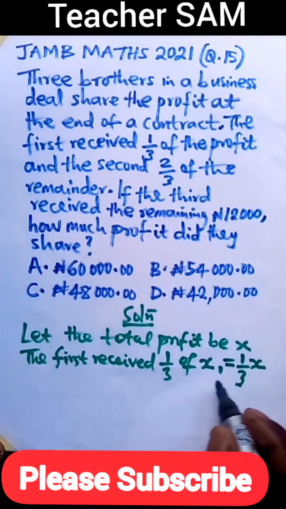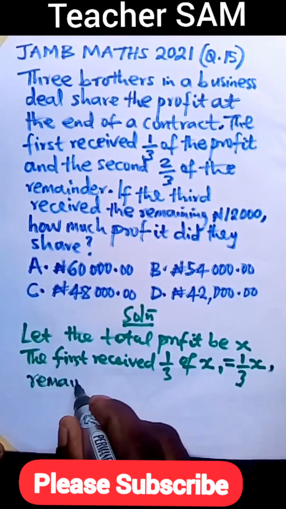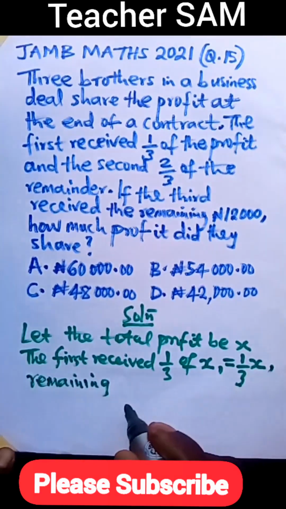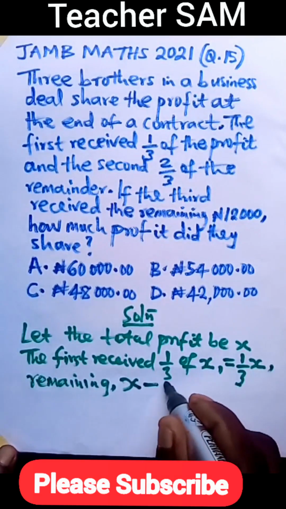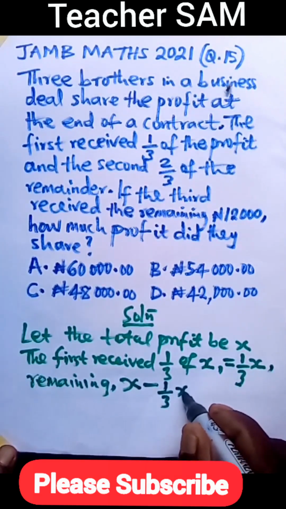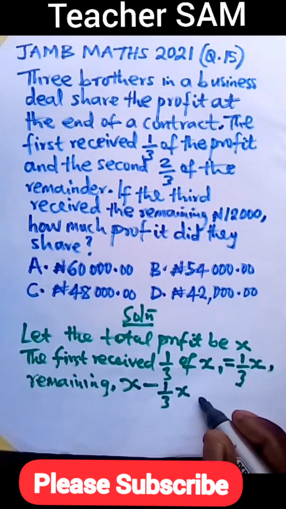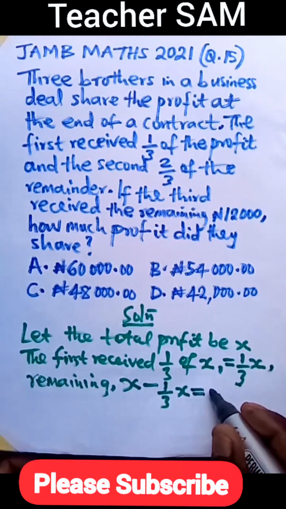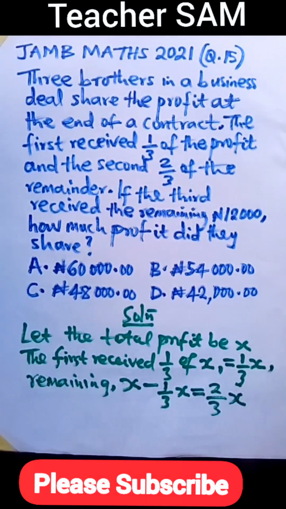What is now remaining after he has received that is the total profit shared minus what he received, 1/3X. When we subtract, this is 1X minus 1/3X, which equals 2/3X. So that is what is remaining after the first brother has taken his share. That is for the first person.